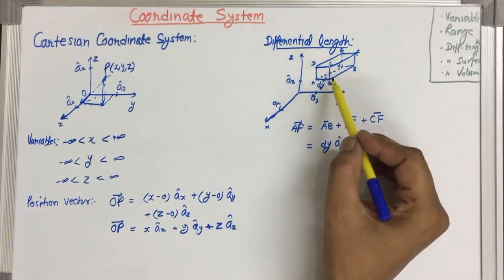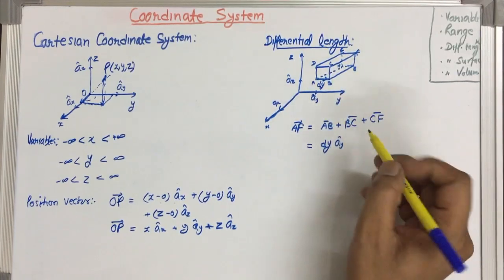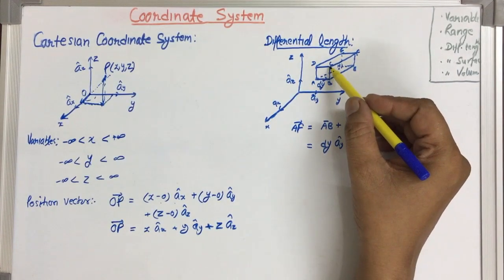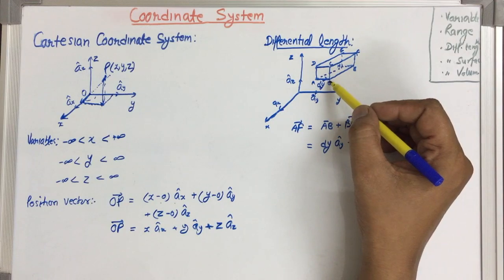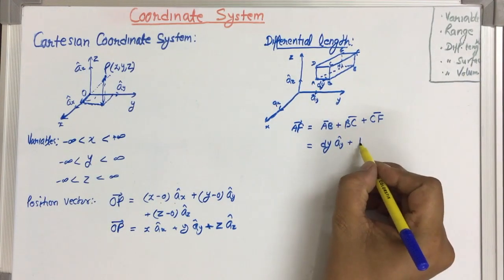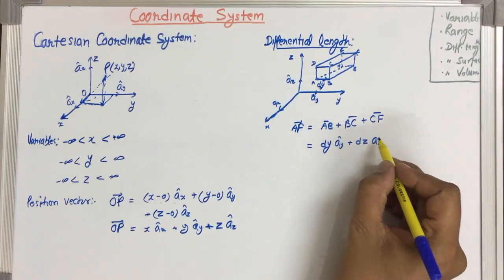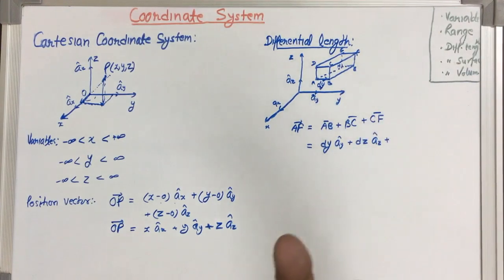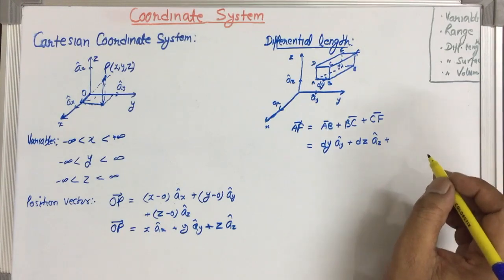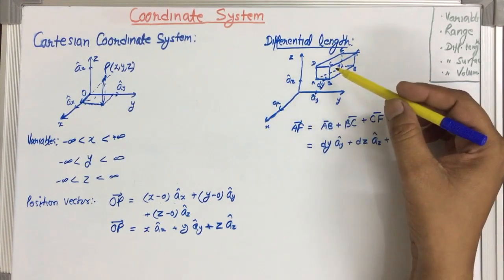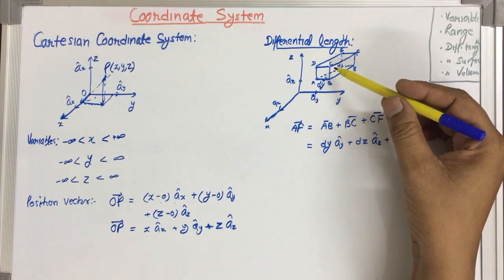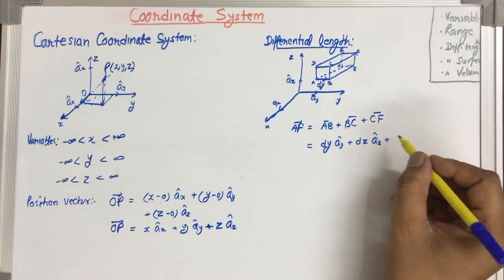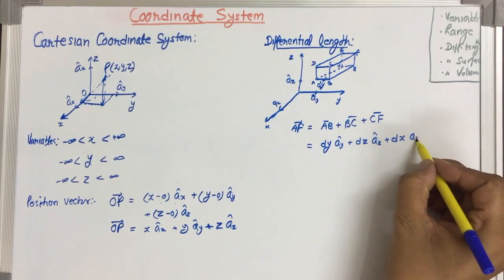What about BC? BC can be written as, see, this is the beginning of the Z, this is the final of the Z. So final Z minus initial Z will be small dz. So we can say dz in the direction of az. Similarly, CF can be written as dx. Forget about sign, we are moving opposite to the positive x. Anyway, don't consider sign in differential length of the Cartesian coordinate system. Just consider the length. So CF can be written as dx in the direction of ax.